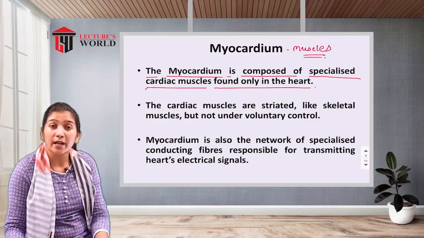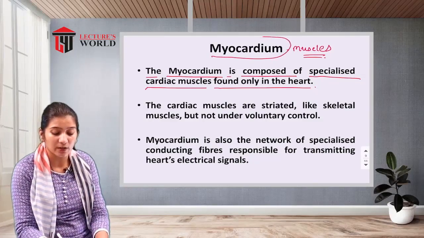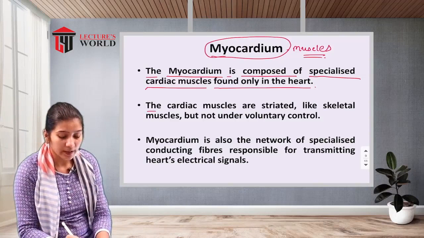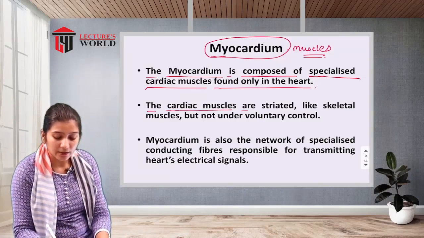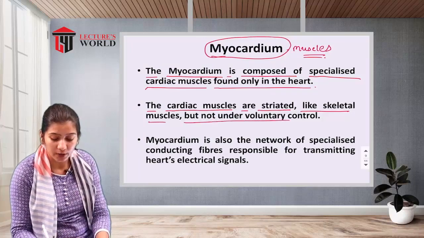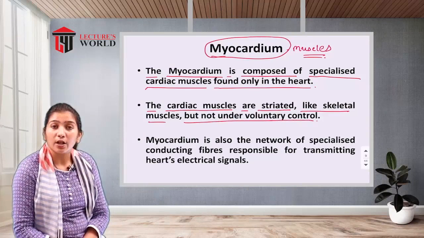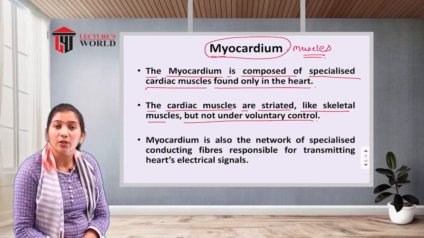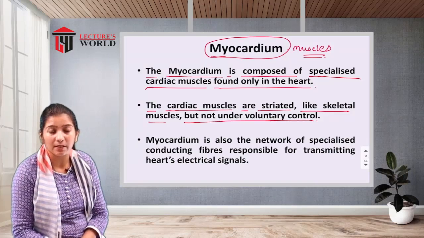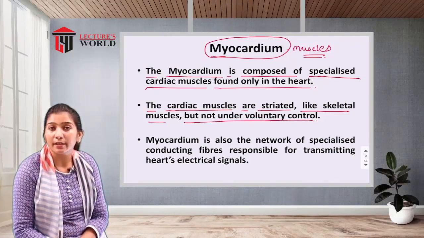Specialized cardiac muscle is present in the middle layer of the heart, that is the myocardium. The cardiac muscles are striated like skeletal muscles but not under voluntary control. The structure, shape and size of cardiac muscles is the same as skeletal muscles.